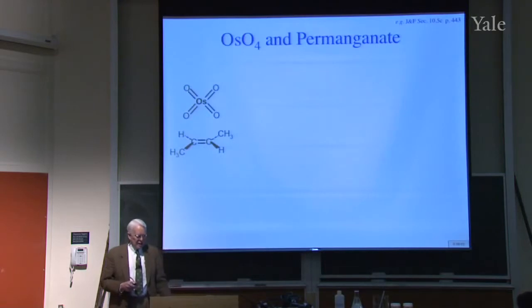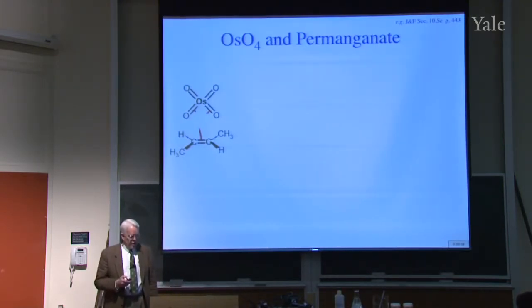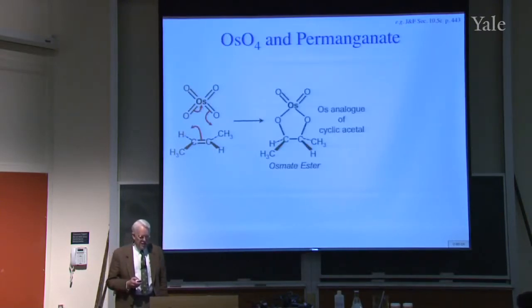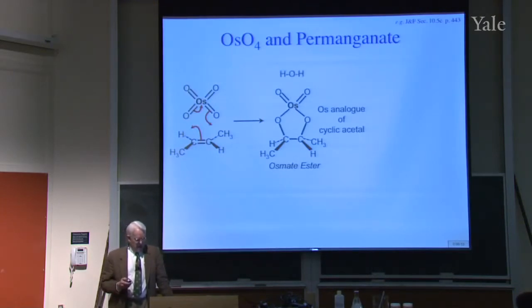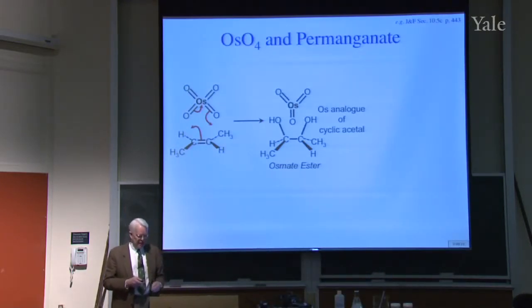So last time we looked at the end at OsO4, which looked a little bit like O3 and could do the same trick O3 could do to give this osmate ester, which is like an acetal. So it's possible to add water and get the osmium equivalent of a carbonyl group and the two hydroxyl groups added to the termini of the alkene.